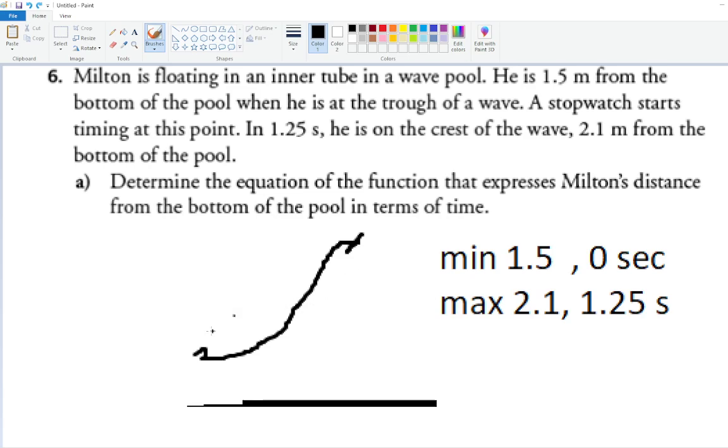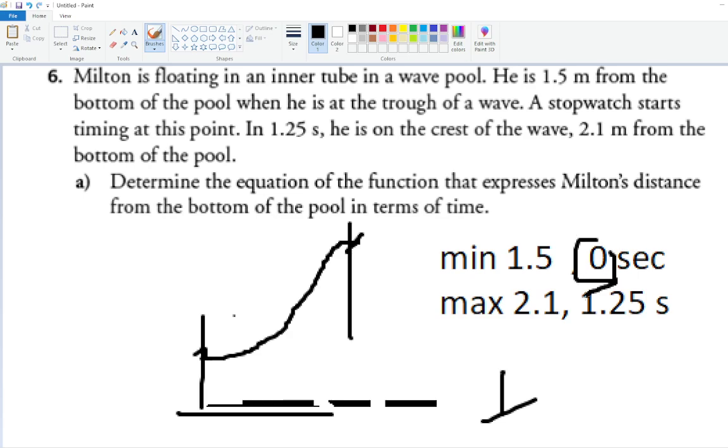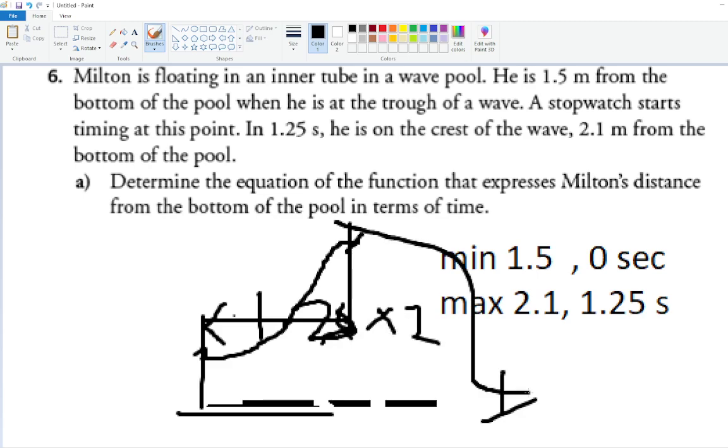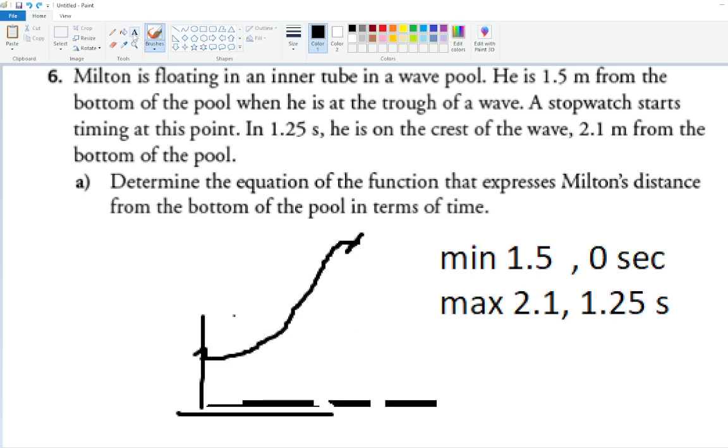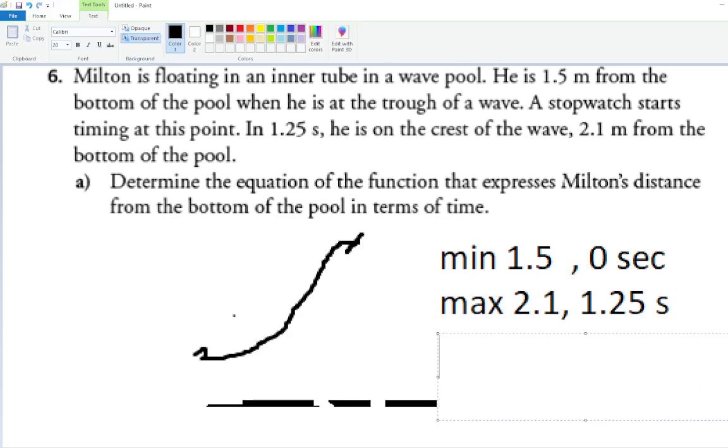And what I told you was the distance along the x-axis between min and max will be half the period. Well, they've told us it goes from 0 to 1.25 seconds. So that means the distance here is 1.25, which means the full period will be 2 times that, which is 2.5 seconds. So now we also know the period. It's twice the distance between max and min, or min and max. So the period is 2.5 seconds to go all the way up and down.